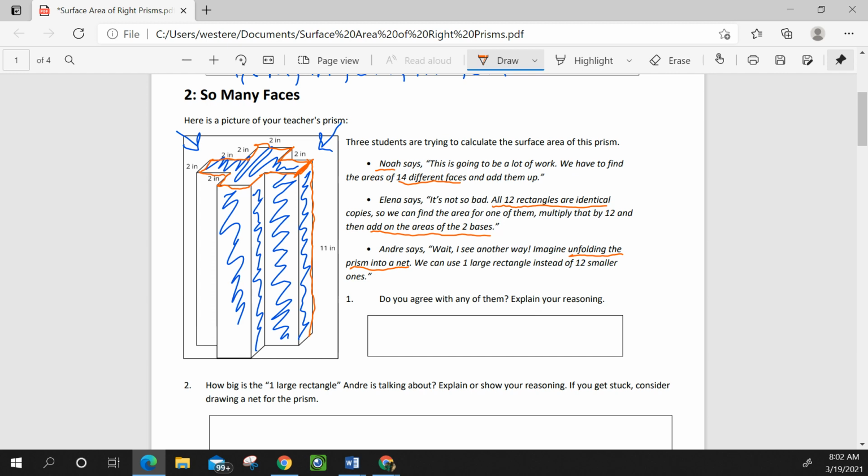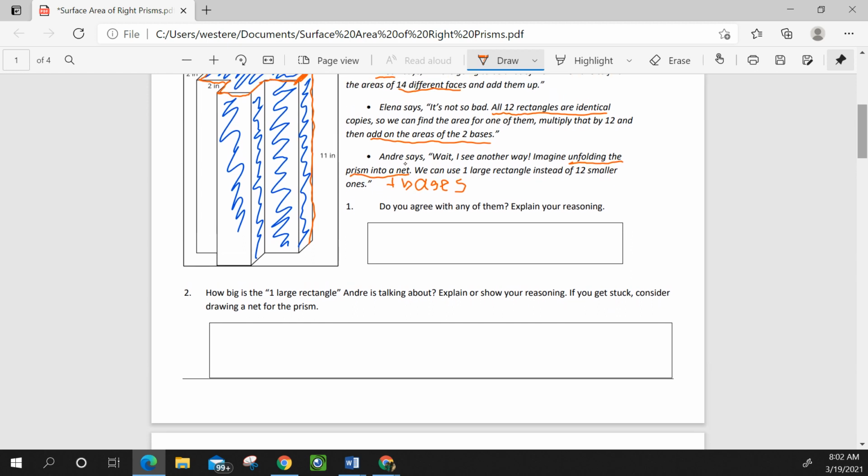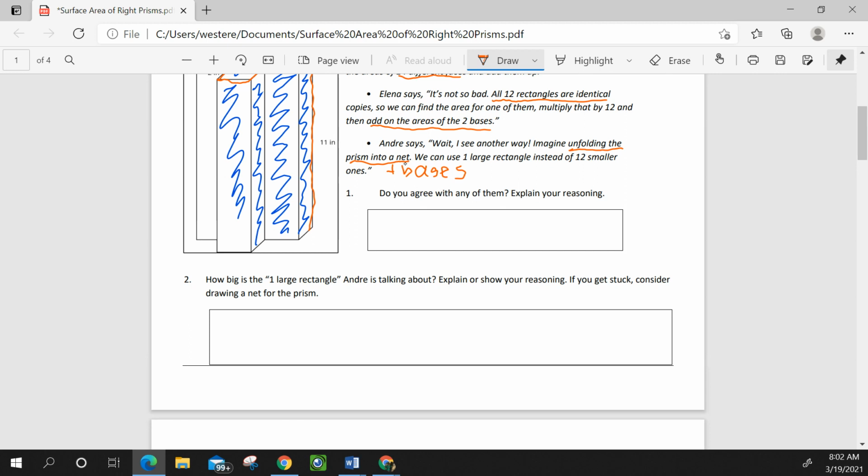Okay, so actually every single method would work as long as we add on the two bases to Andre. Okay, so every single method would work. We can do each face individually. We can do multiply one of the rectangles by 12, or we can unfold it into one large rectangle. So you can agree with one, right? That's your answer. You don't have to change your answer. You answered something different. But we have to imagine what that large rectangle that Andre is talking about.